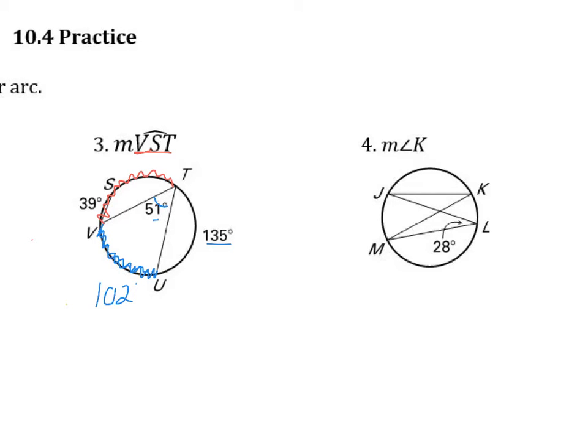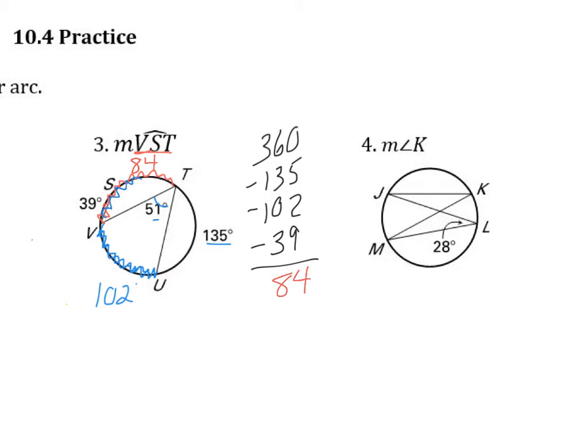Well, at this point, I almost have all my arcs around the circle. 135, 102, 39. The only piece I'm missing is this one up here. Well, I know all the way around my circle is 360. So let's take out all the arcs that I do have. So we'll take out the 135, the 102, and the 39, and I'm left with 84. So now I know this little arc ST is 84. Well, remember, they want V to S to T. So it has to be the 39 and the 84 together, which is going to give me 123.